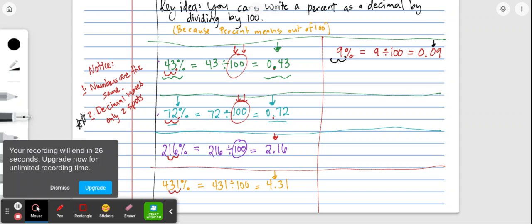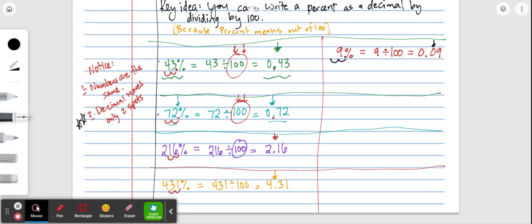All right. You try this one, 42.5%. See if you can do it. And then we'll go over it in class.